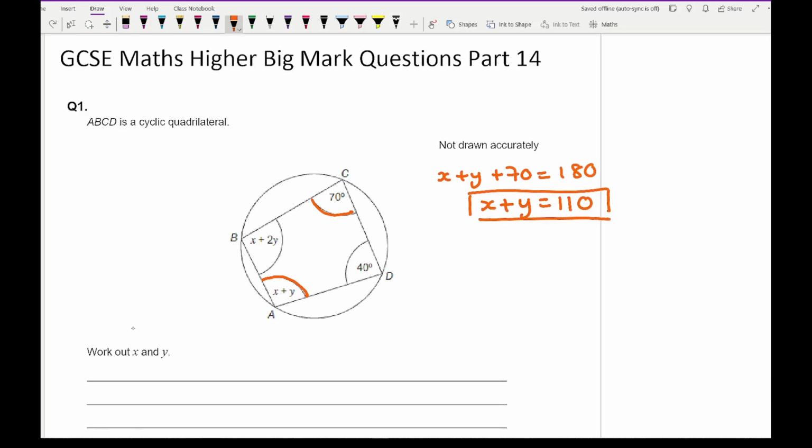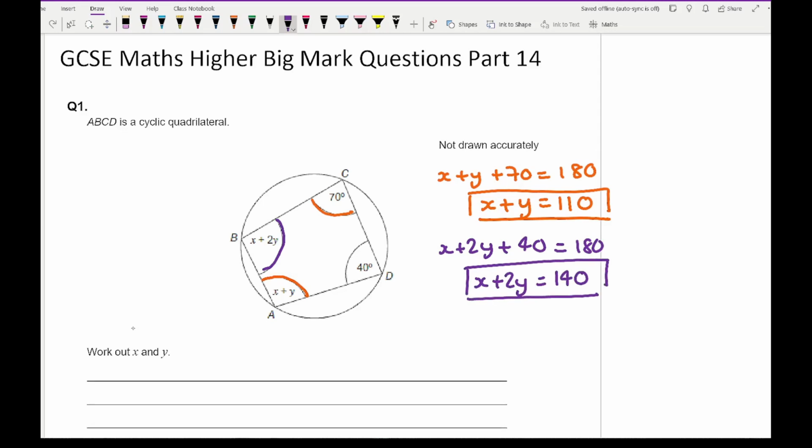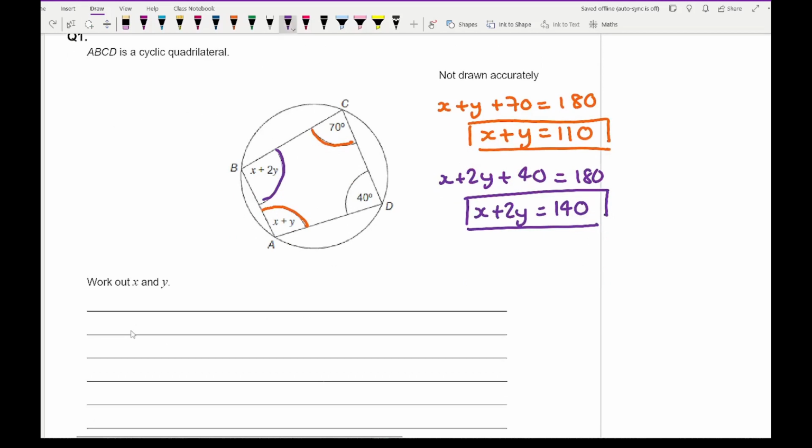Then if I look at the other opposite angles, I work out that x plus 2y plus 40 add up to 180, and if I neaten that up I get x plus 2y equals 140. As you can see, I've set up two equations with two variables, so I'm going to be using simultaneous equations to work that out. So x plus 2y equals 140 and x plus y equals 110. I've got the x is the same and they're both the same sign, so I'm going to take away the two equations.